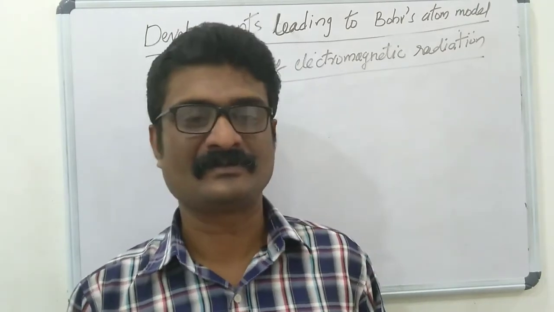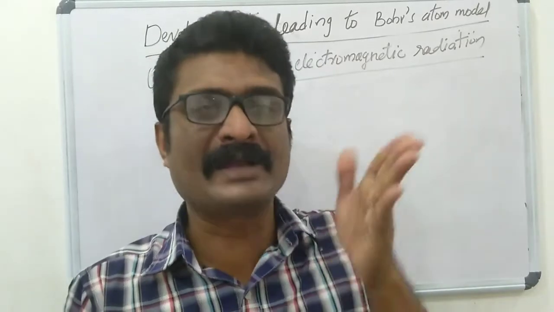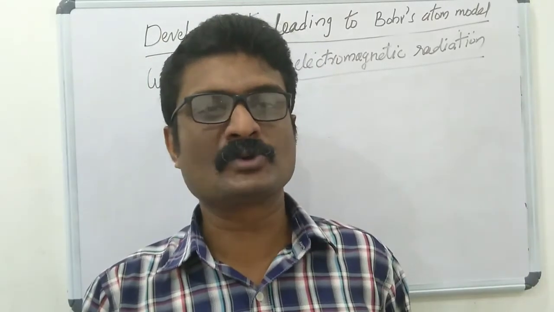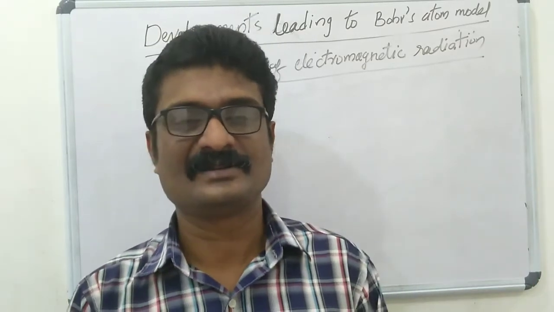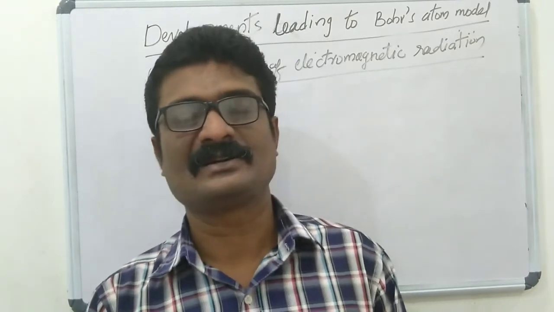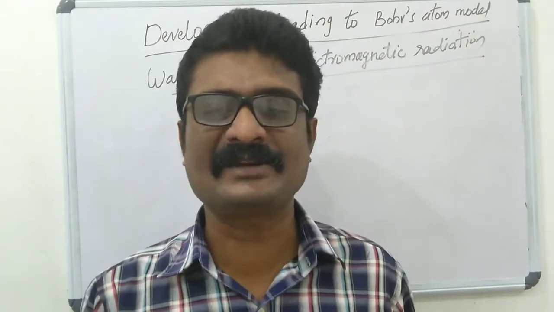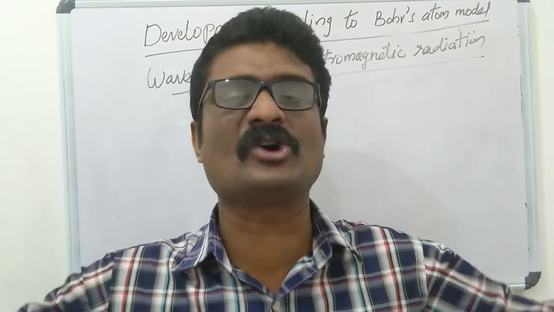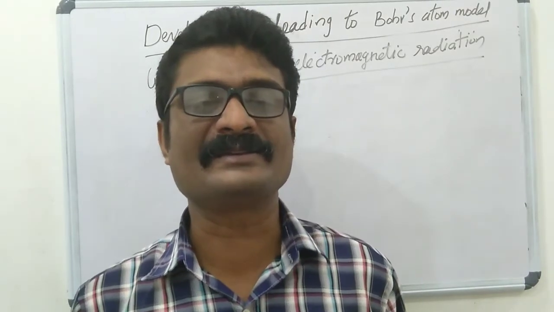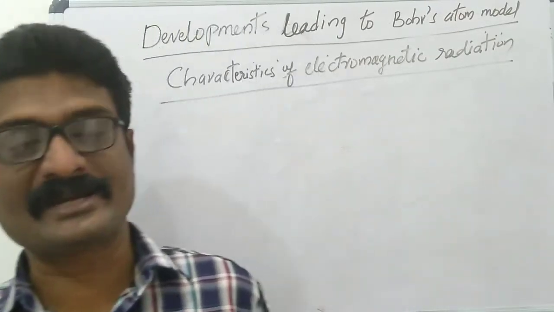light, we know light is an electromagnetic radiation, propagates through space in the form of waves. These waves are associated with electric field and magnetic field and are called electromagnetic waves or electromagnetic radiation. What are the main characteristics of electromagnetic radiation?